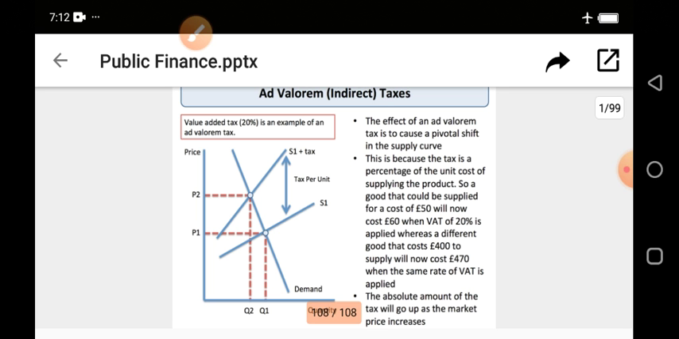So far you have a good understanding of your price elasticity of demand. That will help you in a long way to understand how the shifting of your supply curve from S to S1 or S plus tax will affect your price. So if you have a good understanding of your price elasticity of demand, it will go a long way in helping you.